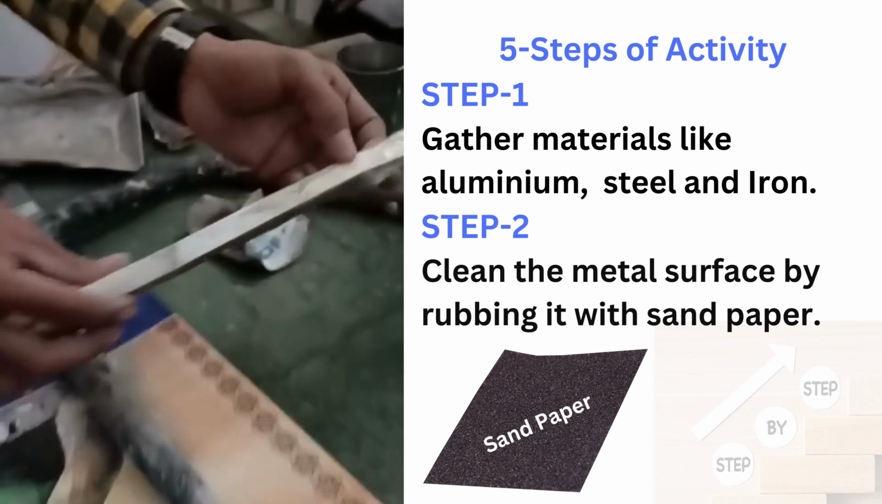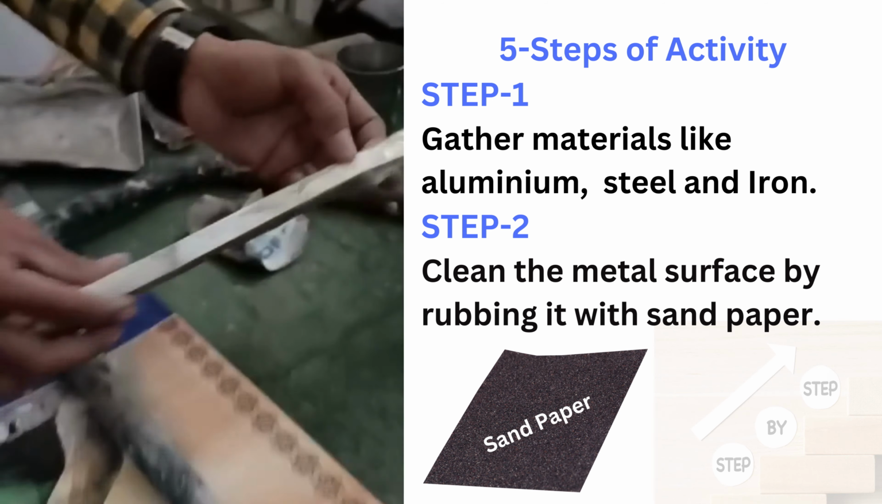Ductile. Ductile or malleable? Which one is correct? Malleable. This is malleable. Stretching the surface is called malleable.